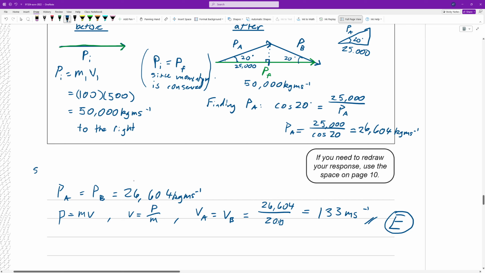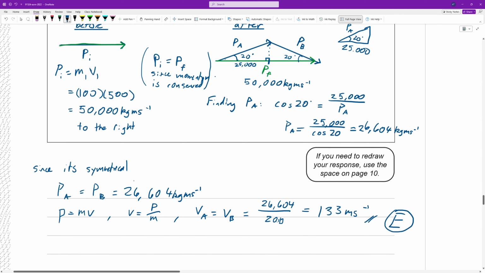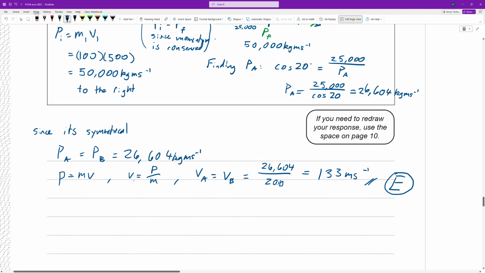Again, since it's symmetrical, we found previously that PA would equal PB. So I just restated that, stated the momentum equation, solved for velocity, or rather speed, but according to our diagram, we know the direction of its velocity regardless.